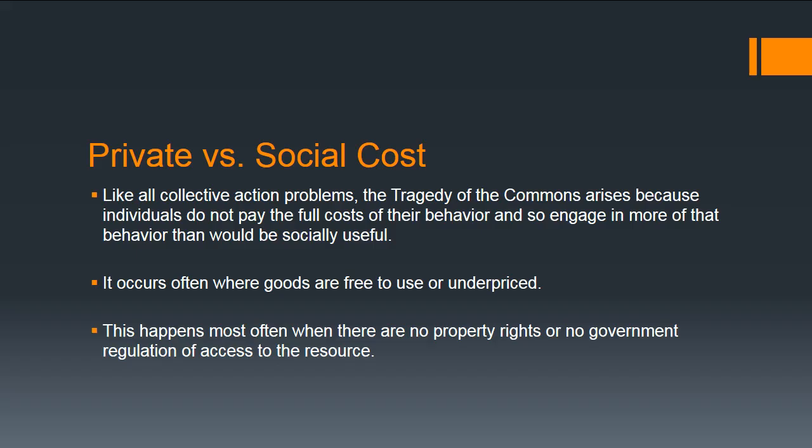And frequently, this sort of situation arises when goods are free to use to all, or underpriced. So in the case of the commons, generally most people in the village had the right to graze their sheep on the commons. And because they can all do so for free and in unlimited quantities, they do it as much as they can. But of course, if that means that the commons can become overgrazed, then they hurt themselves and everybody else in the process.